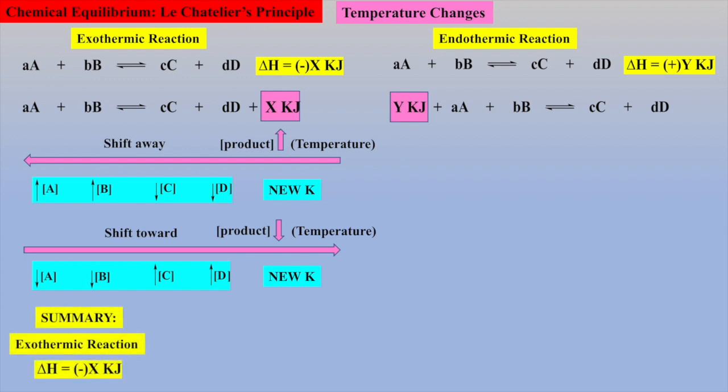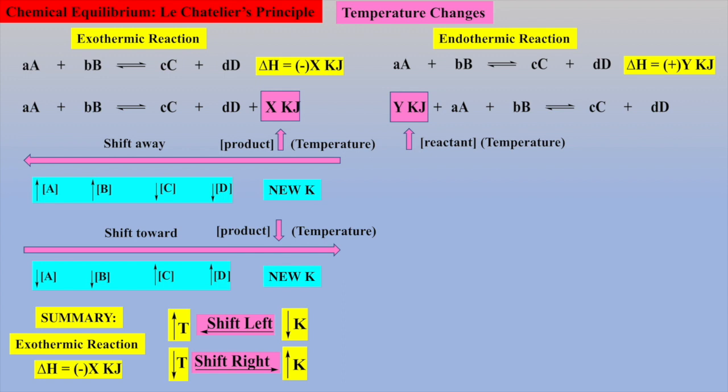Thus, for an exothermic reaction, if temperature is increased, there will be a shift to the left and a new smaller equilibrium constant will be obtained. If temperature is decreased, there will be a shift to the right and a new larger equilibrium constant will be obtained.